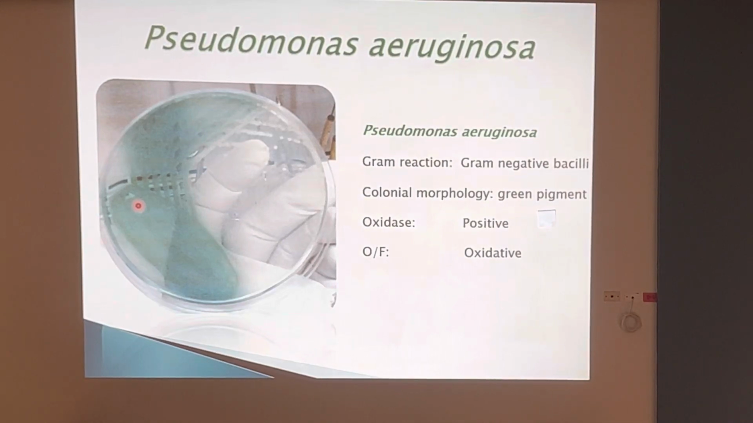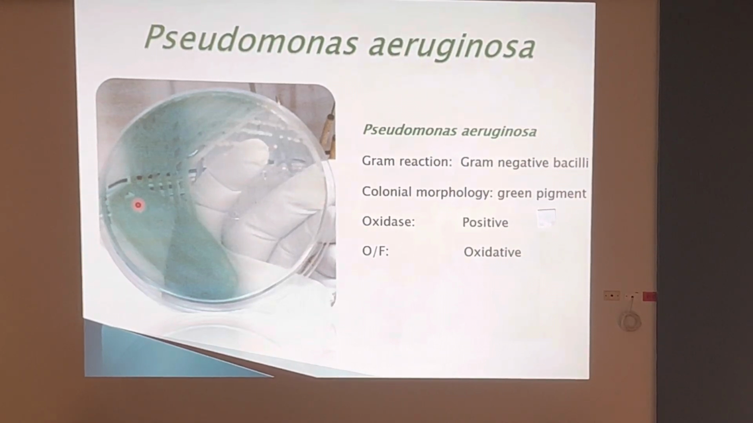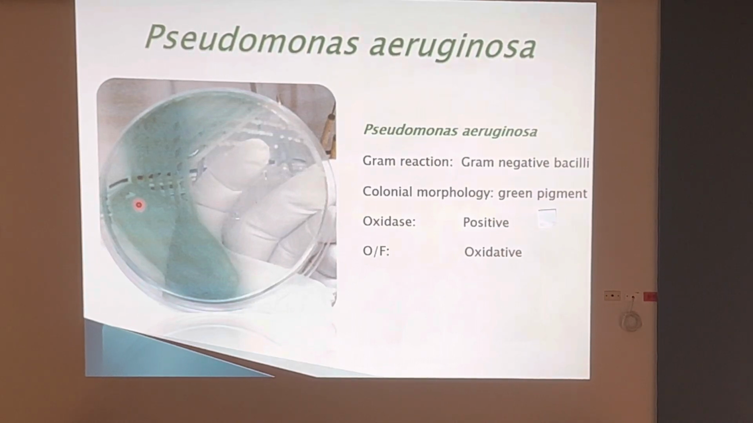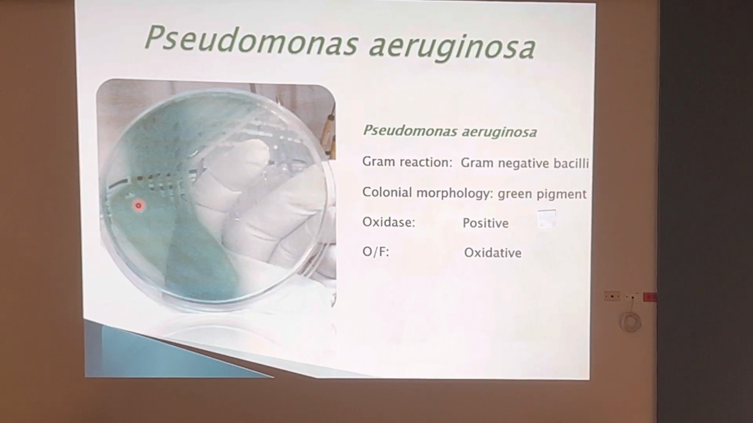Next up we have these green pigmented colonies on our agar, and our gram stain showed us gram-negative bacilli. We're going to perform an oxidase test. Your oxidase test is to your gram-negative bacilli what a catalase test is to your gram-positive cocci. When you have gram-positive cocci, you do your catalase. When you have gram-negative bacilli, you do your oxidase. Pseudomonas aeruginosa is oxidase positive. And then we perform the oxidative fermentative test. We simply want to determine whether the organism can utilize glucose oxidatively or fermentatively.